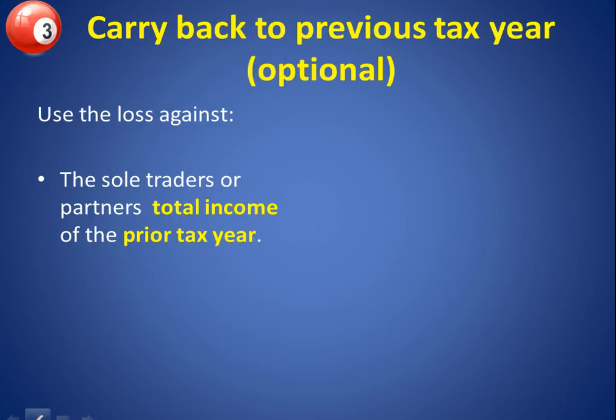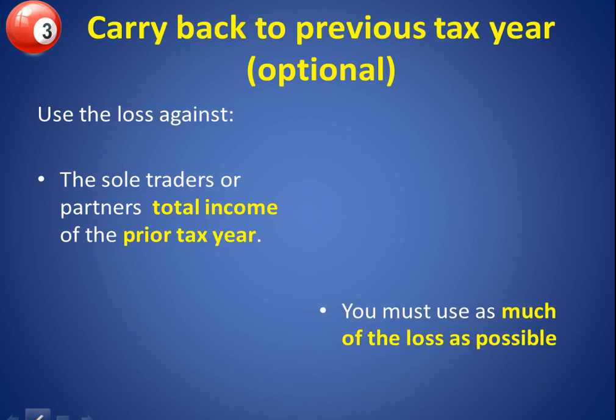Option 3 is again optional. Now, rather than using it in the same tax year, you can carry it back to the previous tax year. So if your loss was in 12-13, you can carry that loss back into the 11-12 tax year, and again use it against the total income of that previous tax year. Total income again being non-savings, savings and dividend, and again you've got to use as much as possible. So again the consequence is you may waste your personal allowance.